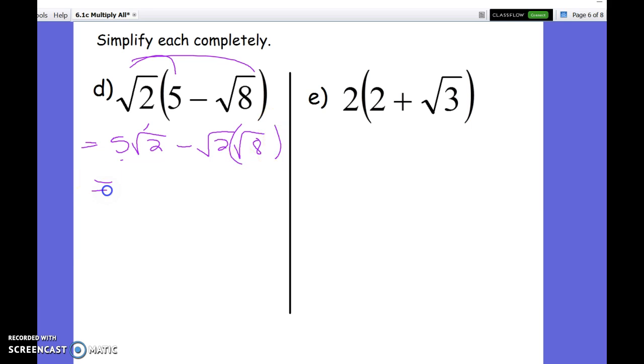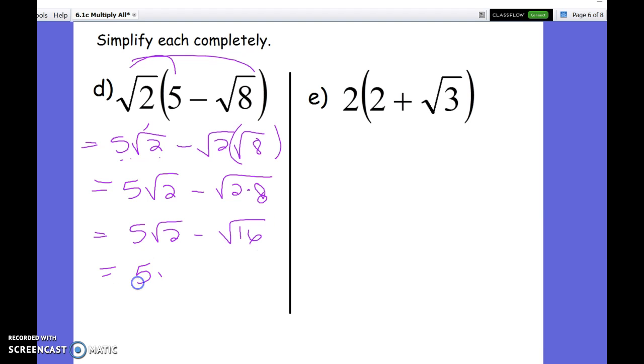Okay. Well, 5 square roots of 2, we can't do anything to simplify that, right? So we're just going to rewrite that. But square root of 2 times square root of 8, we could write that as 1 radical. So the square root of 2 times 8. 5 square root of 2, again, stays the same. Well, the square root of 2 times 8, we could write as the square root of 16. The square root of 16 is just 4. We have 5 square roots of 2 minus 4 as our final answer.